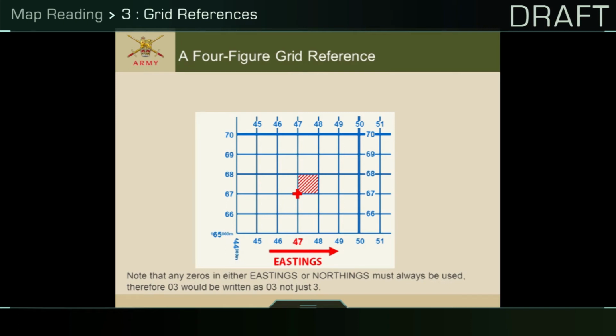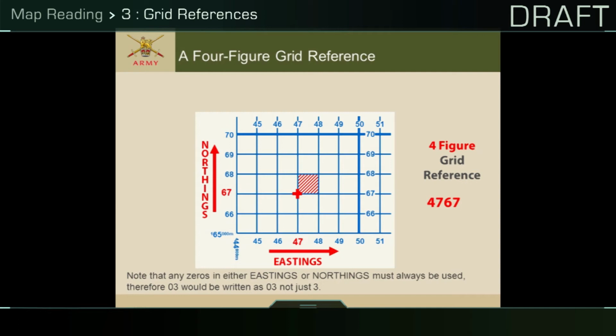A 4-figure grid reference is made from the 2-figure easting, as the first two numbers, followed by the 2-figure northing. The point at which those two lines cross is the grid reference. In the example shown, the 4-figure grid reference is 4767, which denotes a point that is in the southwest corner of the grid square. You would state this as 'four seven six seven', not 'four thousand seven hundred and sixty-seven'.